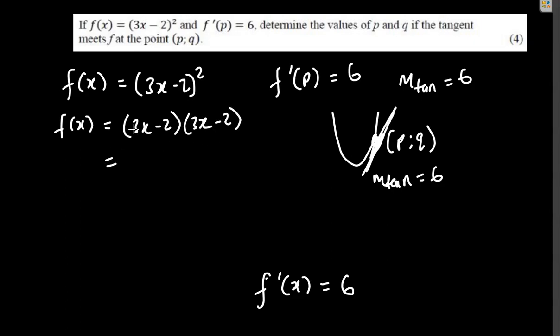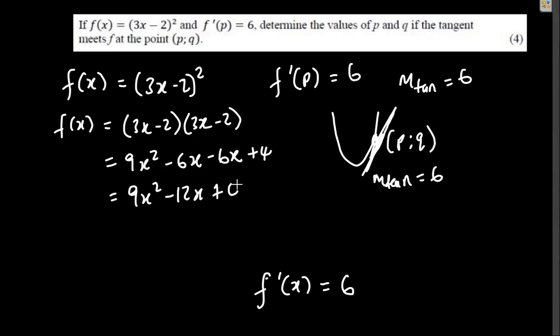Then we say 3 times 3 is 9, x times x is x squared, 3 times negative 2 is negative 6, and then there's x. Negative 2 times 3 is negative 6, and then there's x. Negative 2 times negative 2 is 4. So I'm going to have 9x squared minus 12x plus 4 as my f at x.